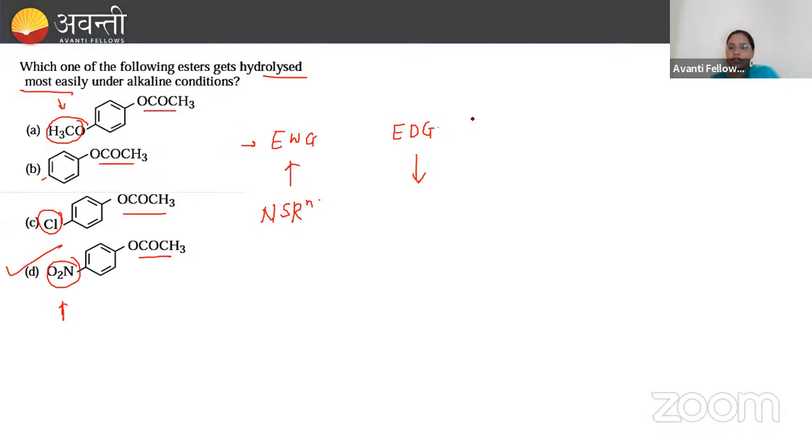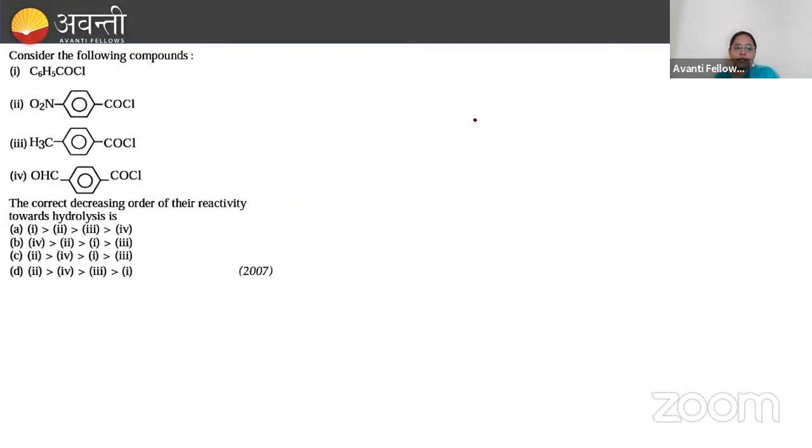Now let's move on to the next problem. See here, consider the following compounds. I have supplied 4 molecules here, 1, 2, 3, 4. The correct decreasing order of their reactivity towards hydrolysis is. Right now I have told you the concept behind hydrolysis, which type of compound will undergo hydrolysis very easily and which will not. So we need to match their reactivity in decreasing order. Which will easily undergo hydrolysis?